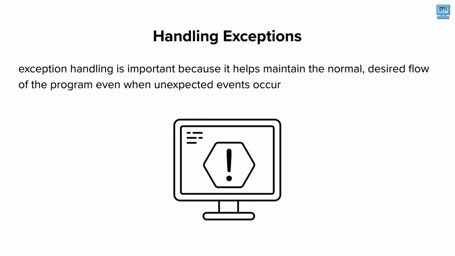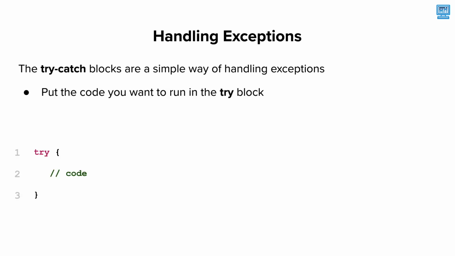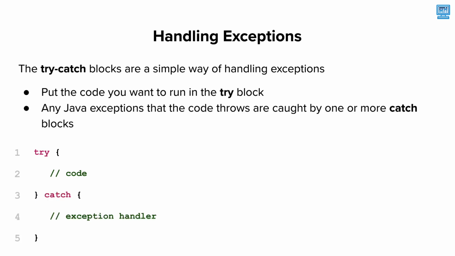There are different ways to handle exceptions, but one of the simplest ways is by using a try-catch block. When using a try-catch block, you want to put the code that you want to run inside of the try block. Only the code that can possibly cause an error should be included inside of the try block. Then, you use the catch block to catch any of the exceptions that might be thrown. And you can use multiple catch blocks for multiple exceptions.